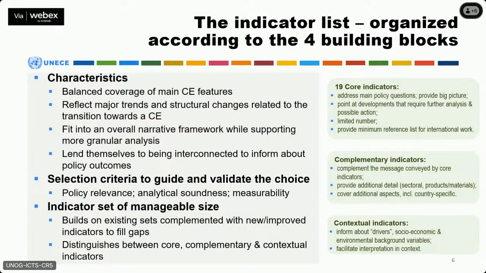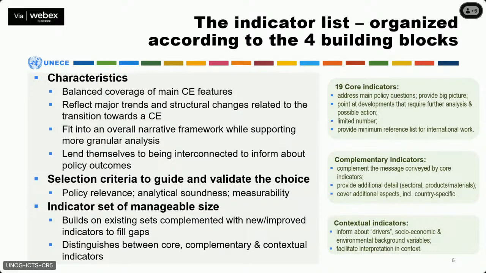And then we have complementary indicators. These are the ones that provide some additional detail to the core indicators and can also include, for example, national aspects and regional aspects and so on. And then there's also a list of contextual indicators that give important information, for example, on the drivers of the circular economy.